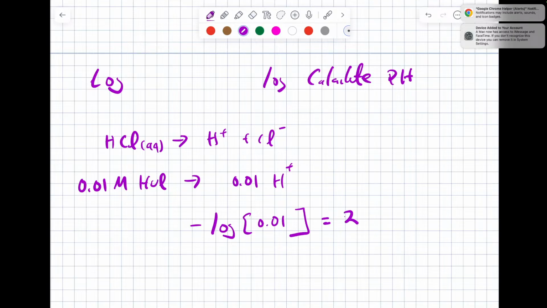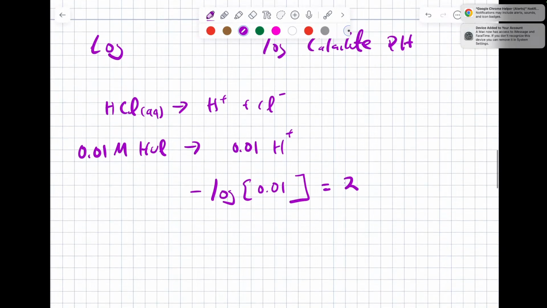So it'll be 2. You're going to say, where did I get 2? Now this is 0.01 molar. This is called concentration. Now you can also take the log of a, let's say 0.001 molar. That's equal to 3. So see if you can tell me, why is that 3?